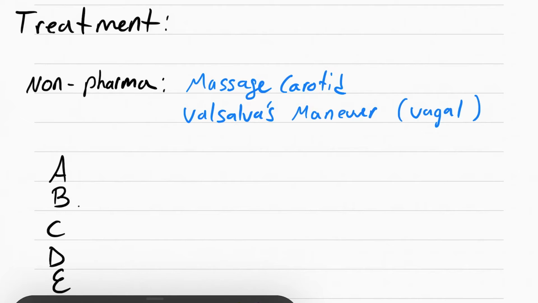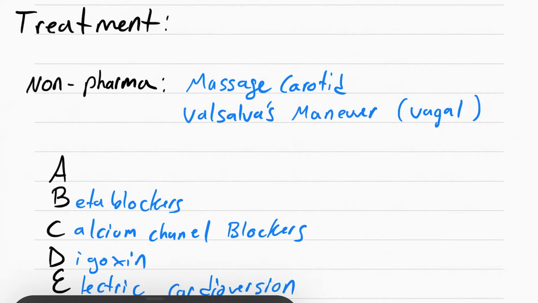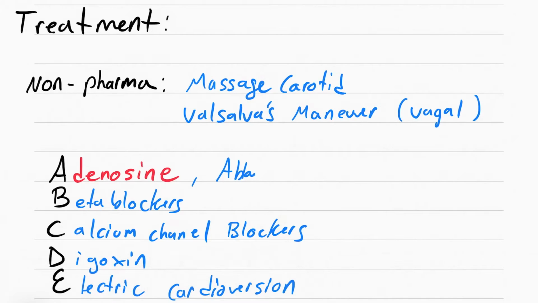As for pharmacological treatment, it's pretty much the same as AFib and Flutter. We want to give beta blockers, calcium channel blockers, digoxin, and electrocardioversion. There's only one thing that's different, the A. Instead of amiodarone, we're going to give adenosine. Adenosine is a drug that's going to reset the heart. You want to make sure you pick a port closest to the heart and you push it as fast as possible.